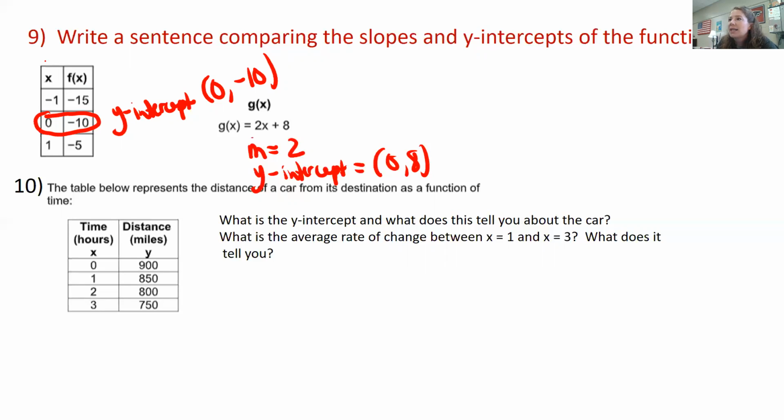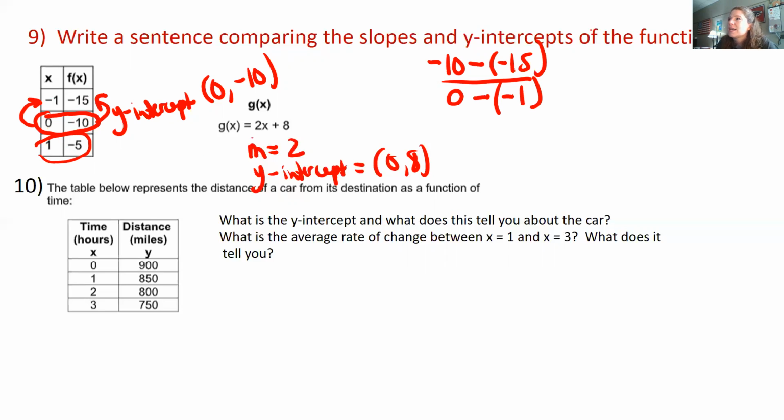So the change in y, we take our second y value and subtract from it the first y value, and then our second x value minus the first x value. So change in y over change in x. Negative 10 minus the negative 15 over 0 minus the negative 1, or we could have used this point as well. It doesn't matter. So when we do that, we get 5 over 1, which is 5. So first of all, it wants us to compare these.